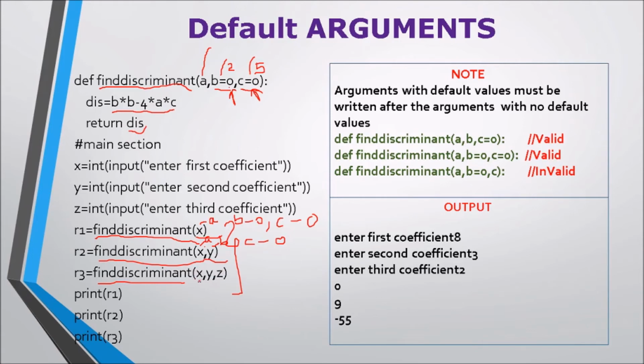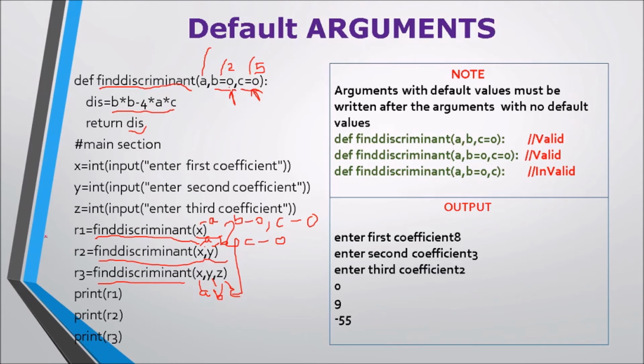When all the required arguments are provided, this corresponding value x will go to A, y will go to B, and this z value will go to C. So when all the required arguments are provided, then the default values are not used. So B equal to 0 and C equal to 0 will never be used. Whatever we will be providing for A, B and C, that will be used by A, B and C over here.